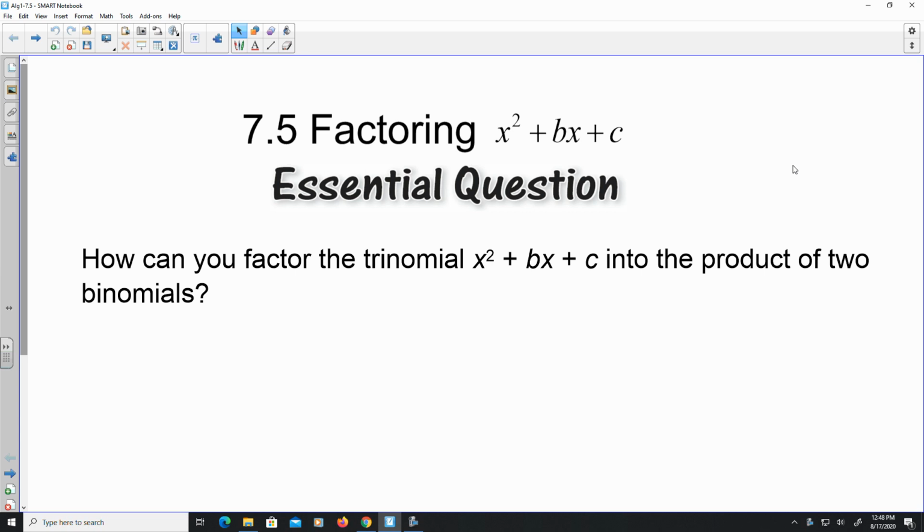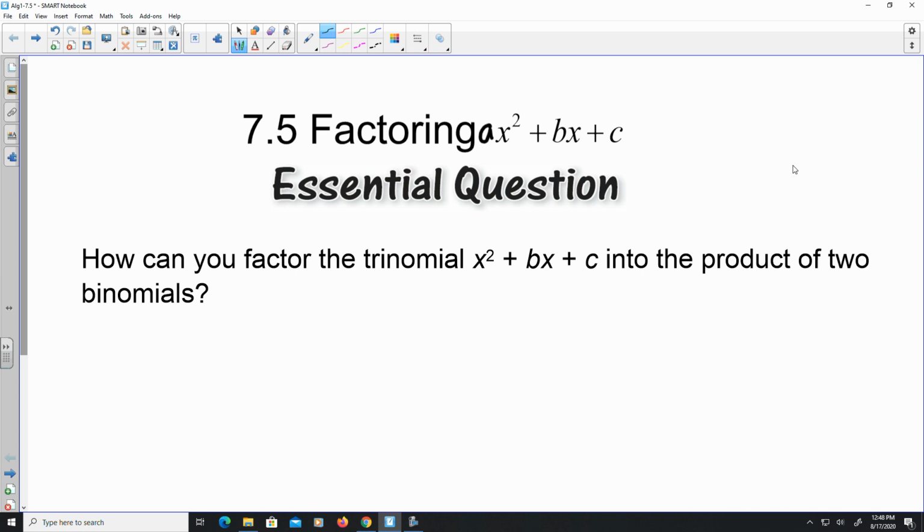Today we're looking at section 7.5 where we're going to be factoring x squared plus bx plus c. Now you're going to see 7.5 and 7.6 are going to be relatively the same lesson. The only difference is in 7.6 you're going to have an a in front of x squared.